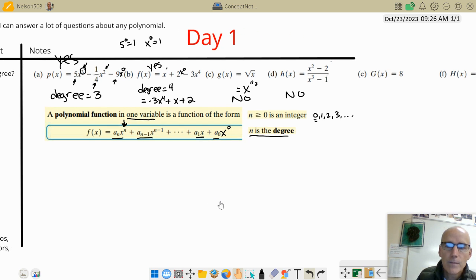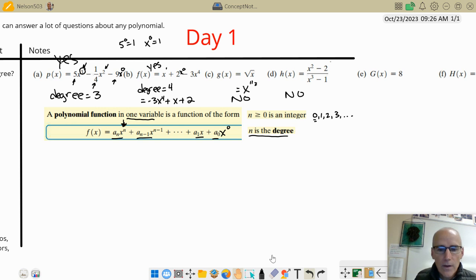All right, let's look at E. Oh, this one's a little tricky. So it's 8 over here. That's 8 times x to the 0 power. So this is yes, this is a polynomial.